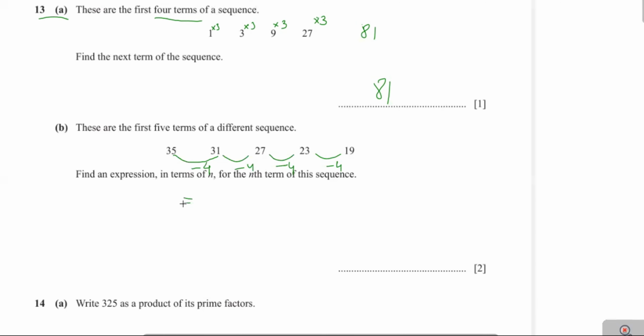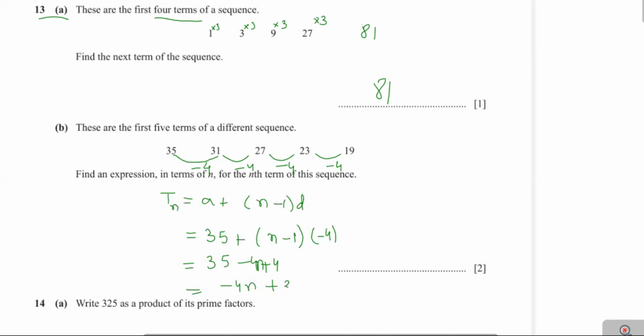Now, the nth term we can find by using this formula: a + (n - 1)d. a is the first term, we substitute the value here. n we write as it is, the -1 is written as it is, and d, the difference from the second to the first term, is -4. Therefore, we can write it as 35 - 4n + 4. That will be equal to -4n + 39, and this is the nth term of the sequence.